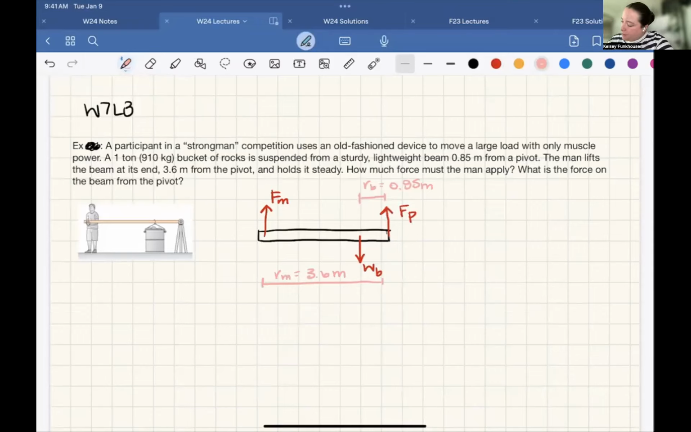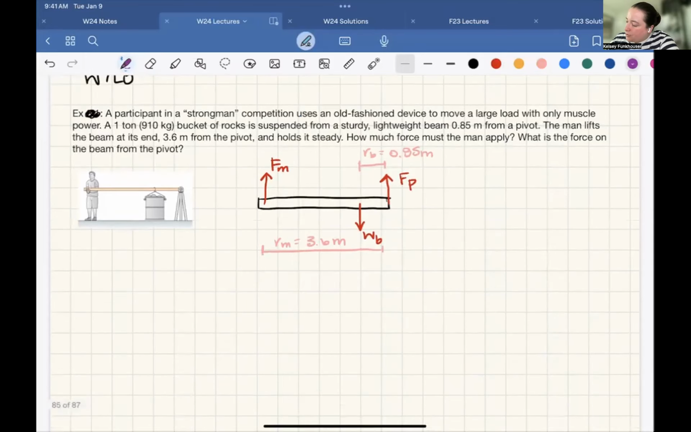We are going to also need the sum of forces. So let's just do that really quick, and then we'll move on to the torque. So I'll just do it here. Sum of forces in the y direction is 0, and that is the force of the man plus the force of the pivot minus the weight of the bucket. Okay, so we'll save that for later. We don't need it right away.